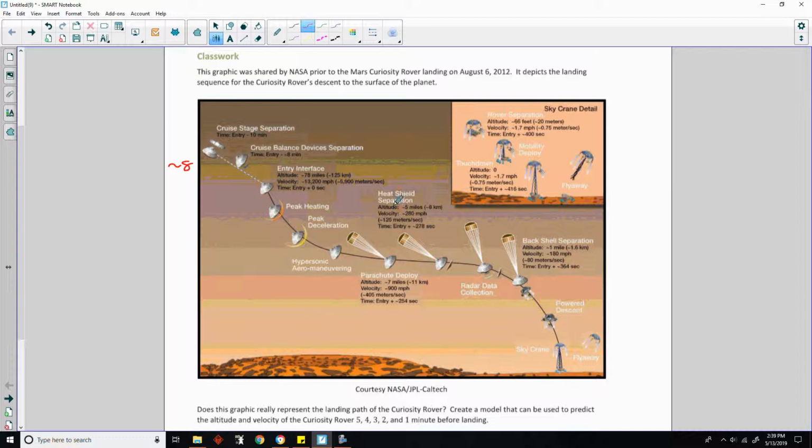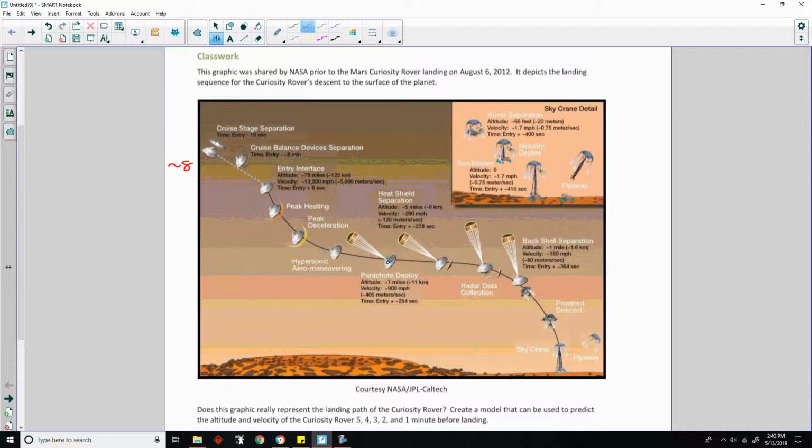Heat shield separation. Once the heating process is over, the heat shield separated, and that was at an altitude of approximately 5 miles at a velocity of approximately 280 miles per hour, and time of entry at plus approximately 278 seconds. Or just shy of 5 minutes. 300 seconds is 5 minutes.